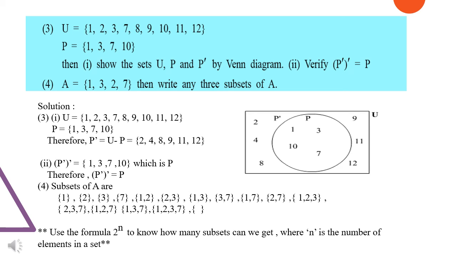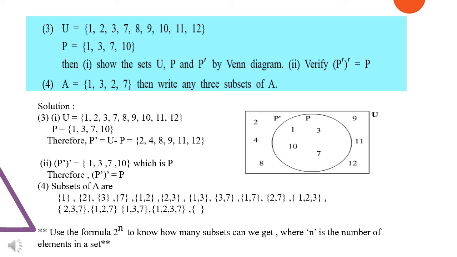Now which are the elements present in set P? I'll write them inside the circle, that is 1, 3, 10, 7. Now remaining elements which are present in universal set but not in P, I will write them outside the circle. Are you understanding? So the elements, that is 2, 4, 8, 9, 11, 12. These will be outside the circle representing set P, because they are not present in set P but they are complement of set P. They are present in universal set. This is how we draw a Venn diagram to explain the given question.